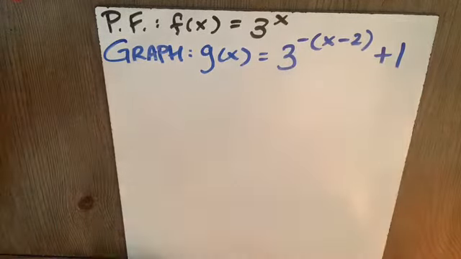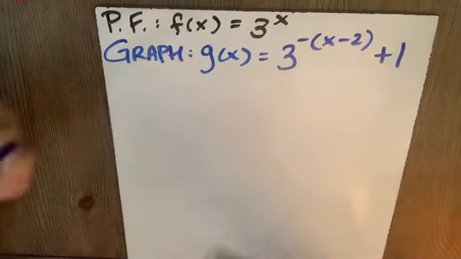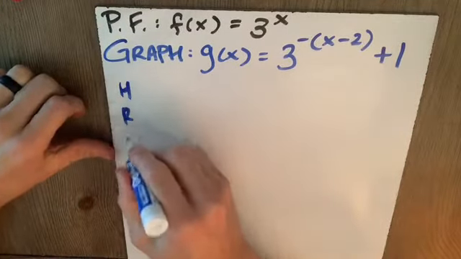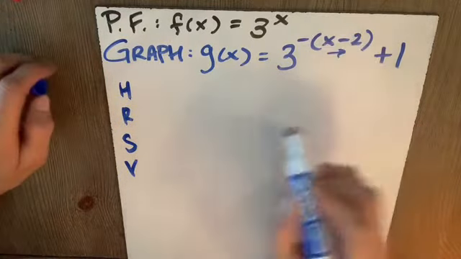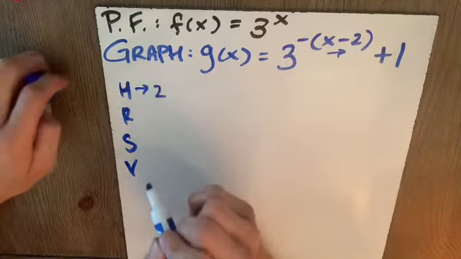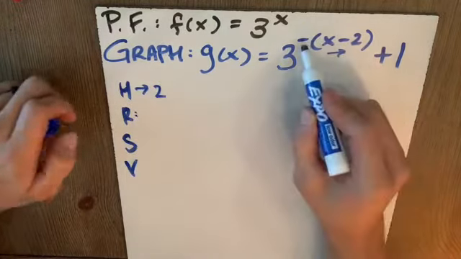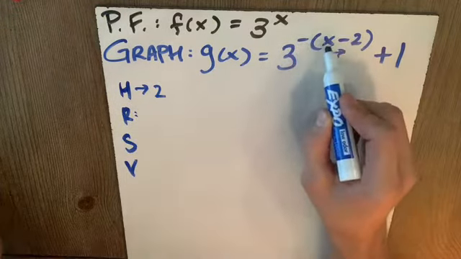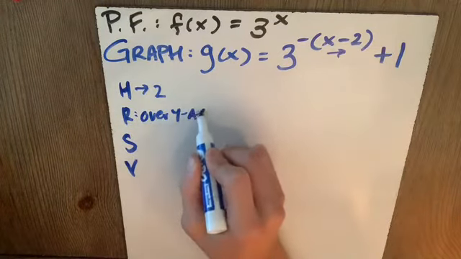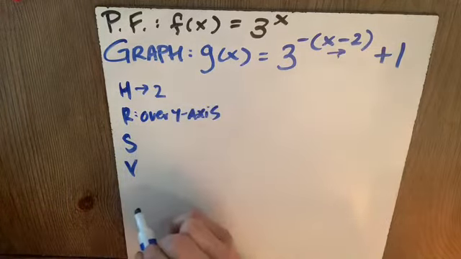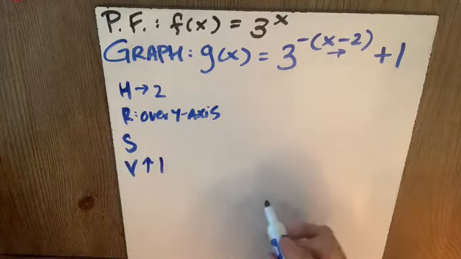Again, home run, Svetlana victory. I'm going to go 2 to the right. So this is right 2. This is reflection. Well, this is associated with the x. And so this is going to be over the y-axis. Stretch or shrink, we don't have one. And vertically, we're going to be up 1.